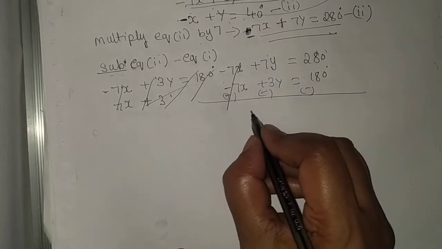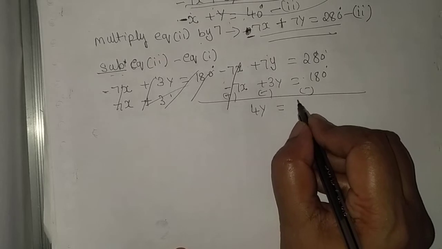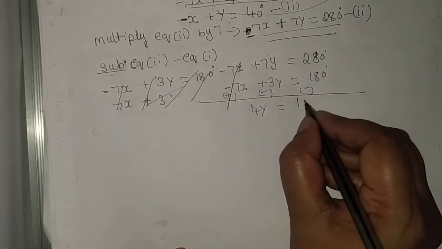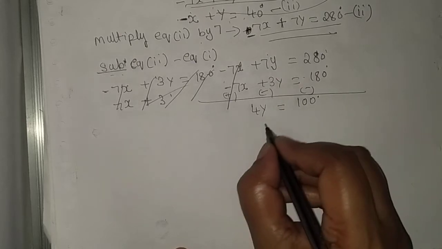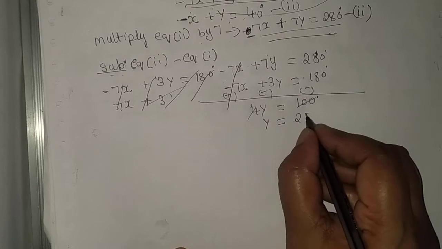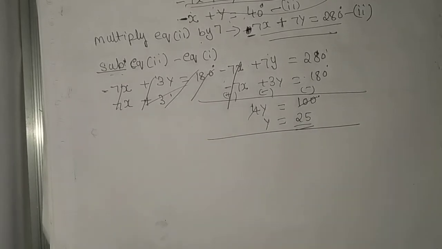Then this one, 7 minus 3 will become 4y is equal to, that is, 280 minus 180 will become 100 degrees. Therefore y is equal to 100 by 4, which is 25. So we got y is equal to 25.